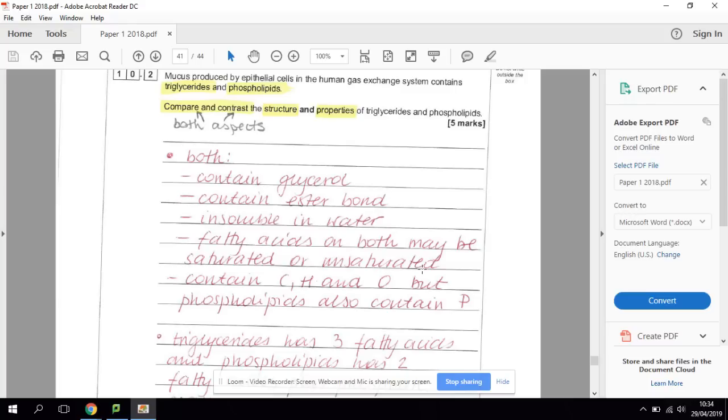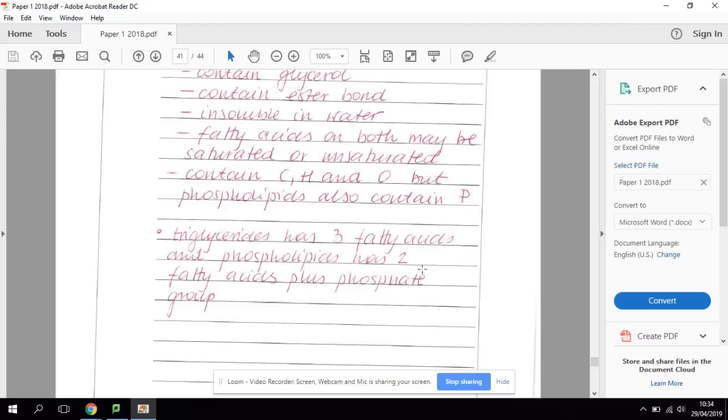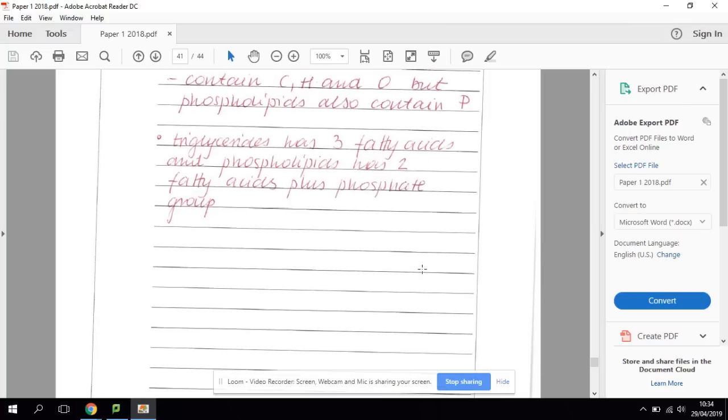So structure, fatty acids on both might be saturated or unsaturated. They contain elements of carbon, hydrogen, and oxygen. But phospholipids also contain phosphate, okay? And the fact about the triglycerides having 3 fatty acids and phospholipids having 2 fatty acids plus a phosphate group. So 1 fatty acid is replaced by a phosphate group. So that's the difference, okay?